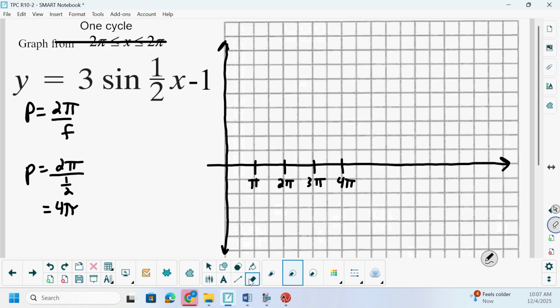Next comes our wrap line. Before we put that in, we should put some type of scale on our y-axis. So we'll just go by ones. Wrap line is happening at -1. So we'll put in a dotted line at -1.